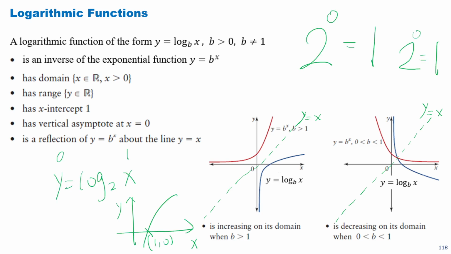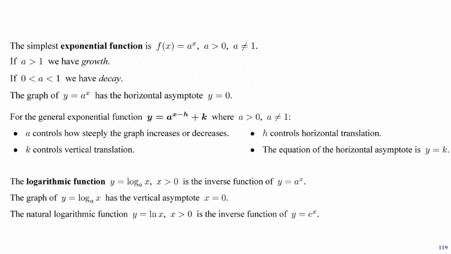Okay, if you don't have any questions, let's make a summary for exponential and logarithmic functions. So first of all, the simplest exponential function is f(x) equals a to the power of x, where a is greater than 0 and a is not 1, right? If a is greater than 1, we have a growth function or increasing function. If a is less than 1 but greater than 0, we have a decay function or decreasing function. The graph of y equals a to the power of x has the horizontal asymptote y equals 0, right?